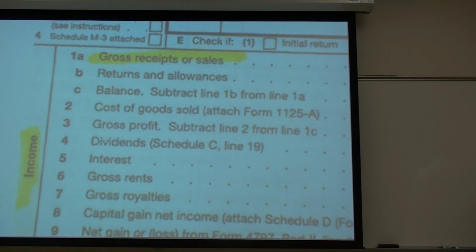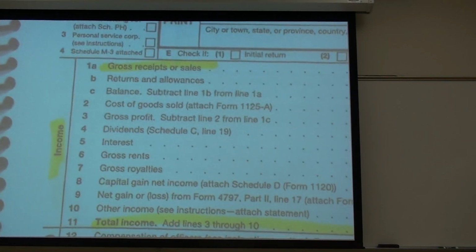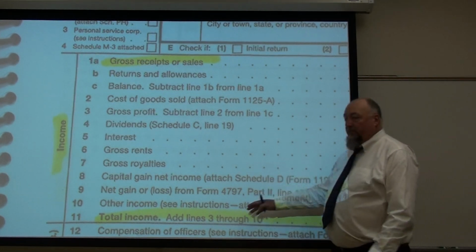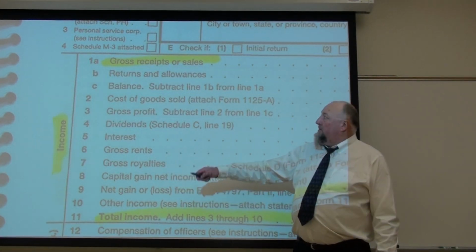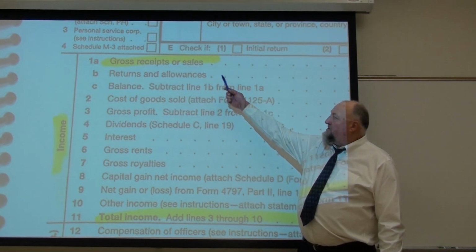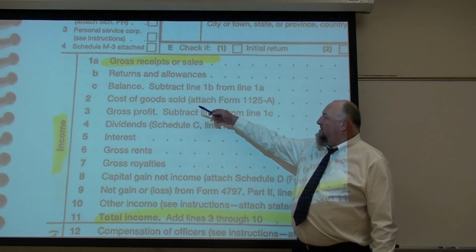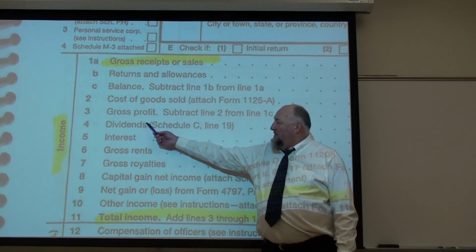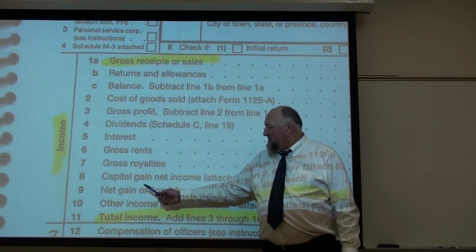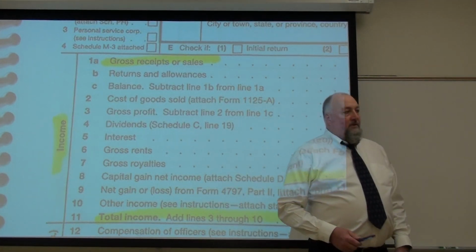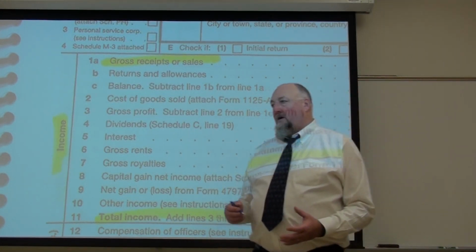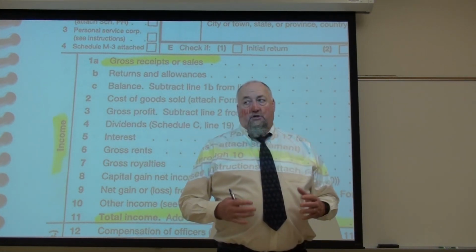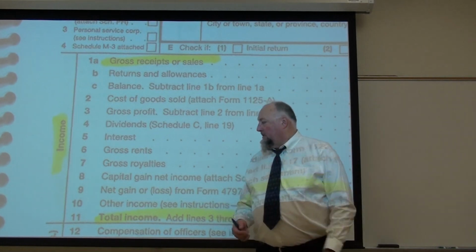The top part of the tax form is where you are going to report your income that was made by the corporation during the tax year. So gross receipts or sales, minus returns and allowances, minus cost of goods sold, gross profit, dividends, interest, rent, royalties, capital gains, etc. So that is where the corporation will file with the IRS and a copy to the state of Oregon to show the income that was made. That's gross income.